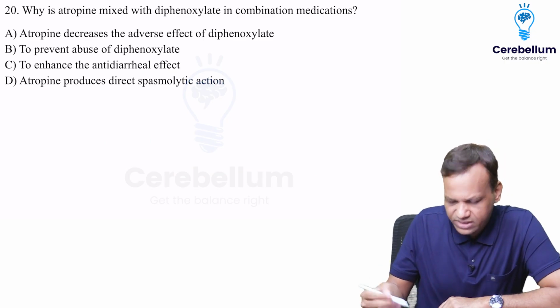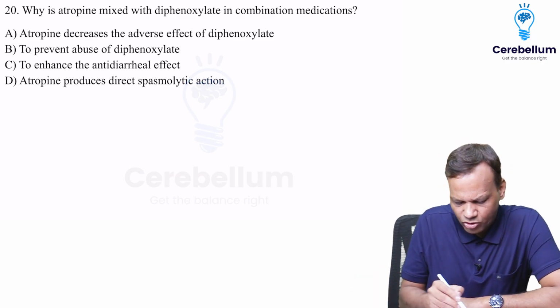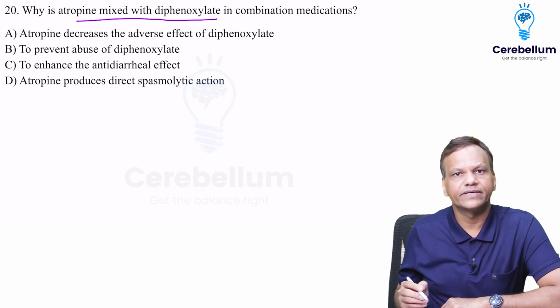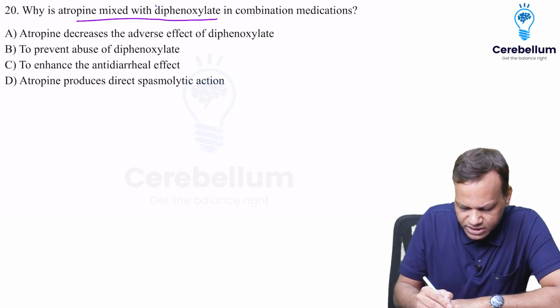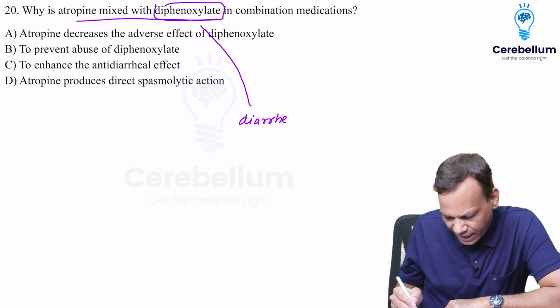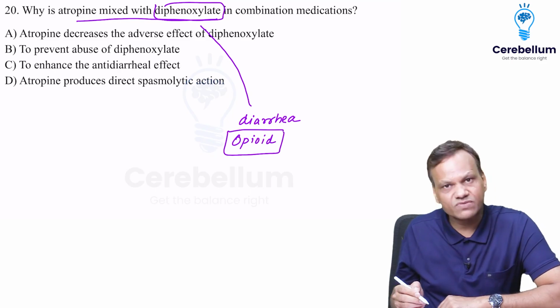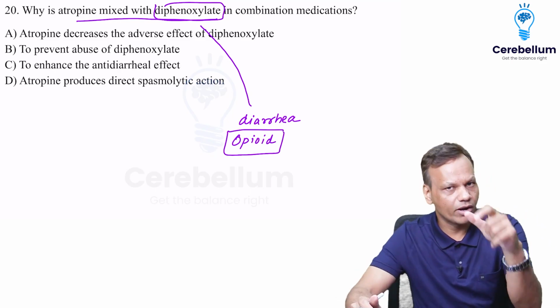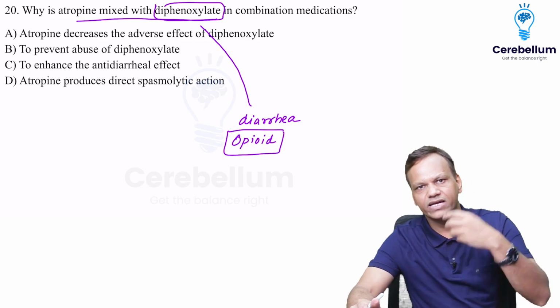Okay, if they're crossing at y point, it is competitive. So answer is competitive inhibition. Next question, this we discussed in our videos. Why is atropine mixed with diphenoxylate? So what is diphenoxylate? Diphenoxylate is a drug used in treatment of diarrhea. But the problem is diphenoxylate is an opioid. Now we know in India it is very common that we normally go to pharmacist and ask that I have diarrhea, give me the drug.